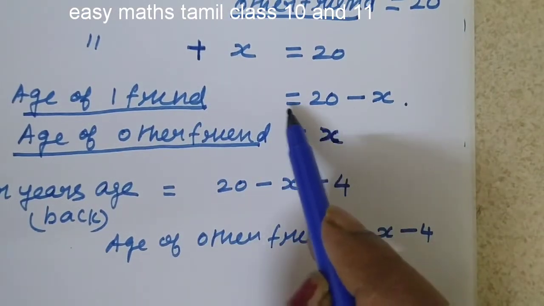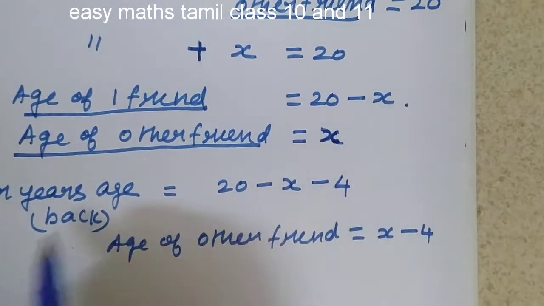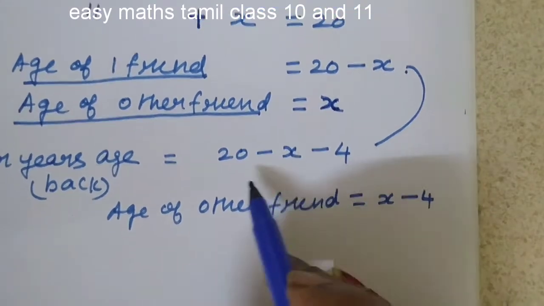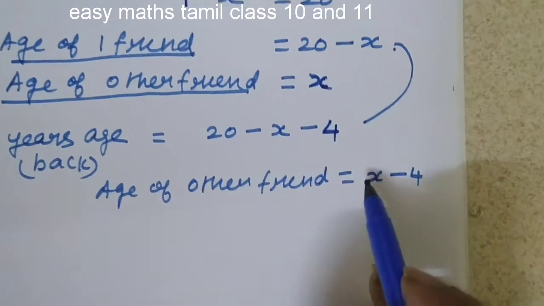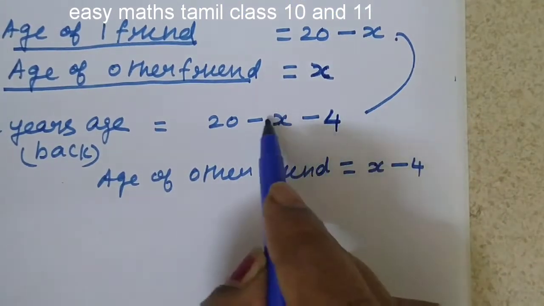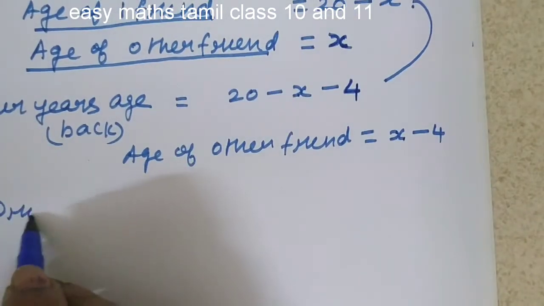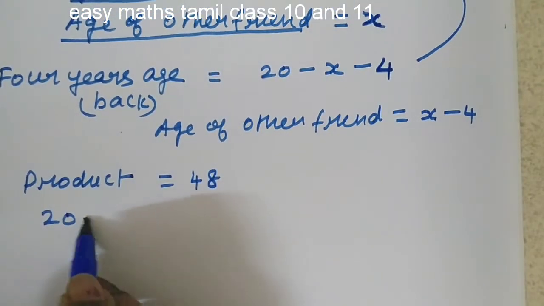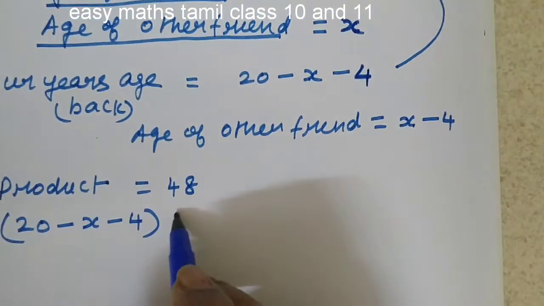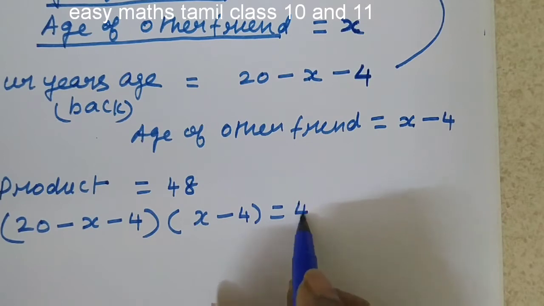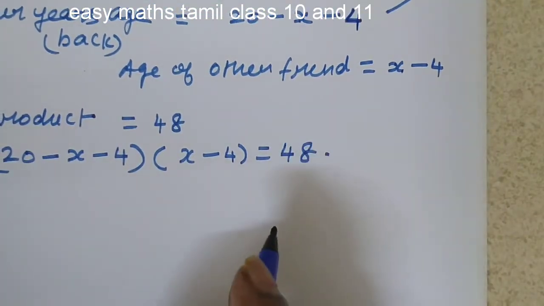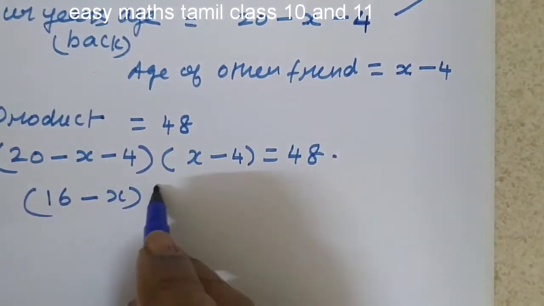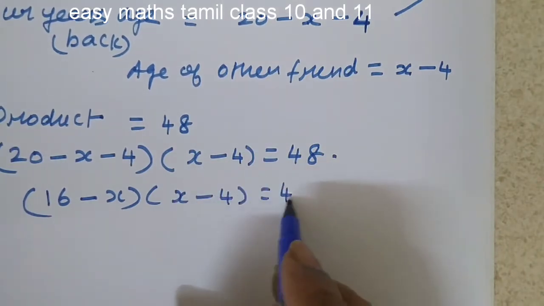The present age of one friend is 20 minus x and 4 years back the age is 20 minus x minus 4. We have to subtract 4 from these two values. Now we have to find the product of these two values. Product equal to 48. So (20 minus x minus 4) into (x minus 4) equal to 48. 20 minus 4 is 16 minus x, into x minus 4 is 48.